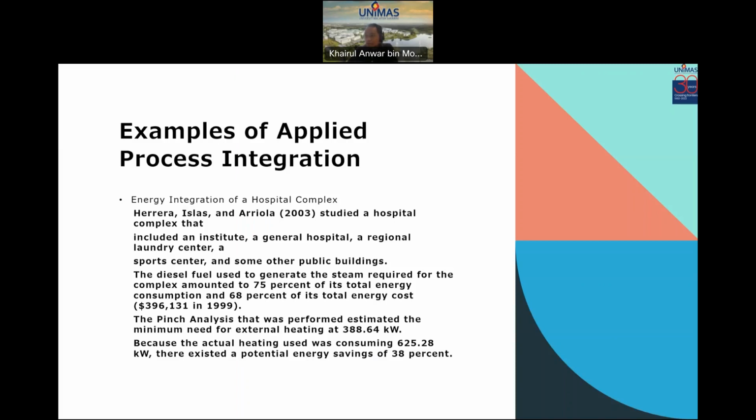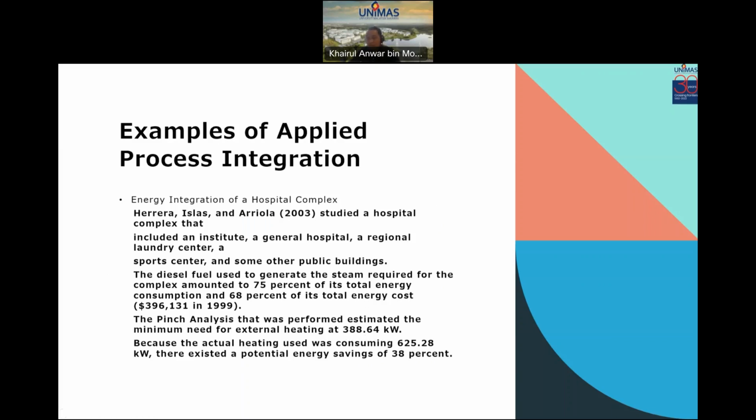This is heat energy integration for a hospital complex. The diesel fuel used to generate the steam required for the complex amounted to 75% of its total energy consumption and 68% of its total energy costs. So 396,000 in 1999. The pinch analysis that was performed estimated the minimum need for external heating is 388.64 kilowatt. Because the actual heating use was 625 kilowatt, there existed a potential energy saving of 38%.